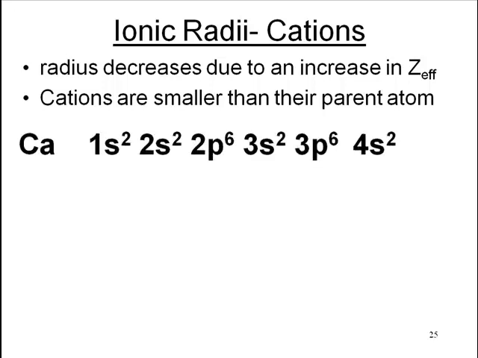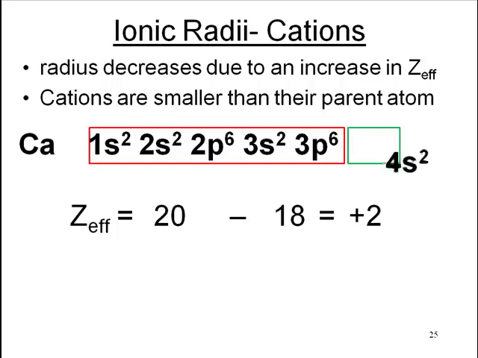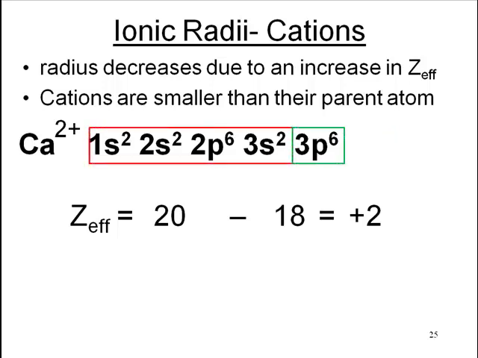Now, cations are smaller than their parent atoms. So let's look at this with calcium. This is our calculation. ZF, calcium's still 20. There's 18 electrons. It's a +2. If those 2 disappear, our outer electrons change, shielding changes. We have calcium +2. These are now the outermost electrons there.